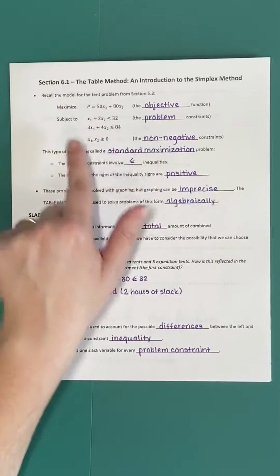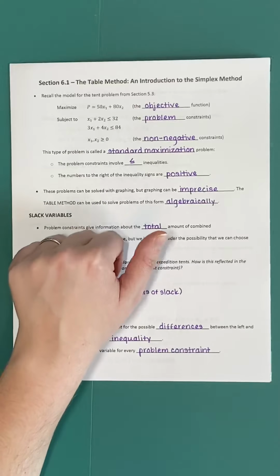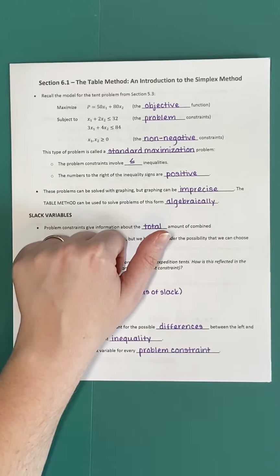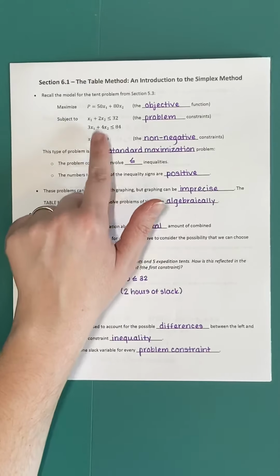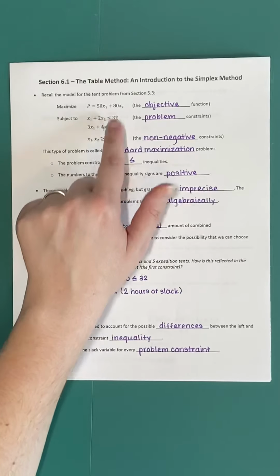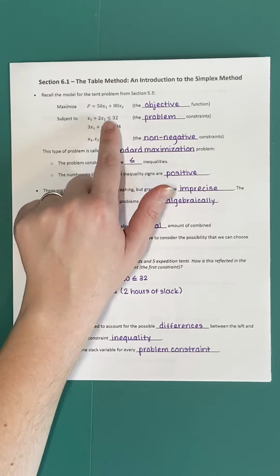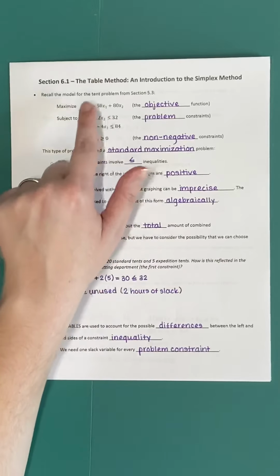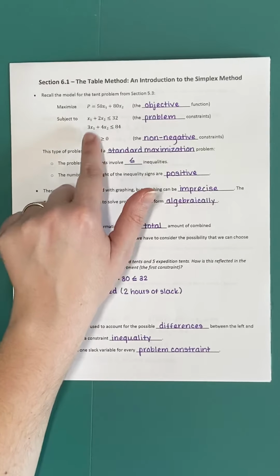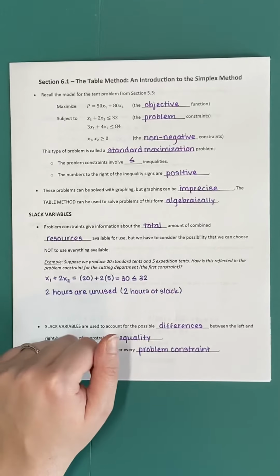Think of these as kind of ideal problems to solve. They're set up in such a way that we can solve them in a pretty straightforward manner. So we're going to focus on problems of this type. All of our problem constraints are of the form less than or equal to, and the coefficients for our decision variables are going to be positive numbers.